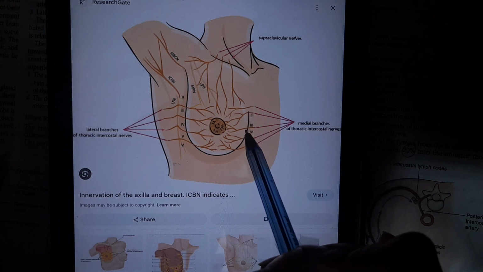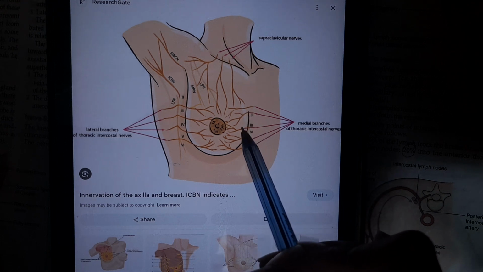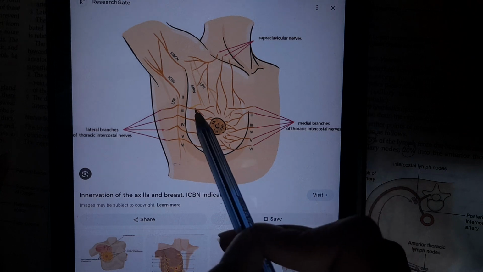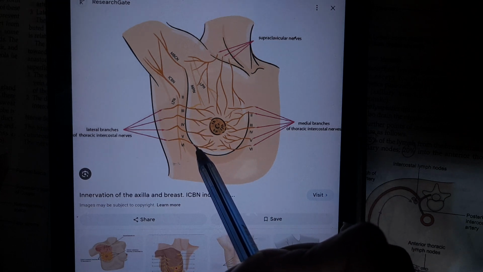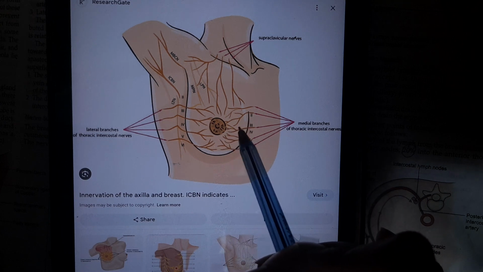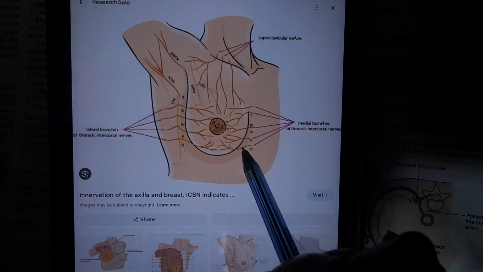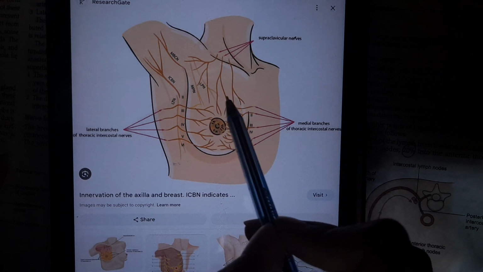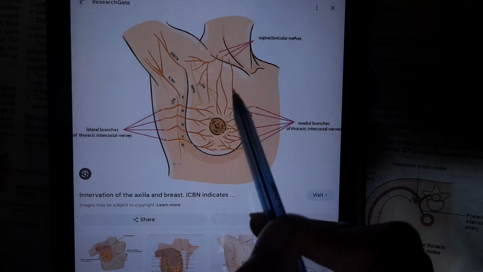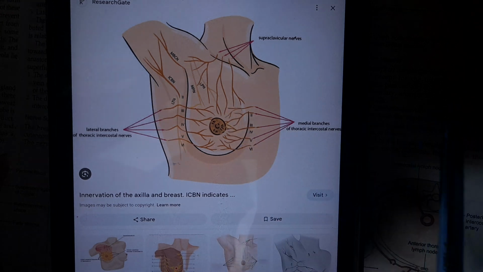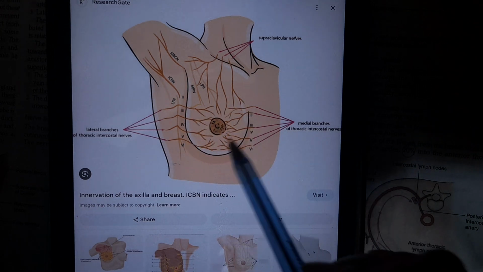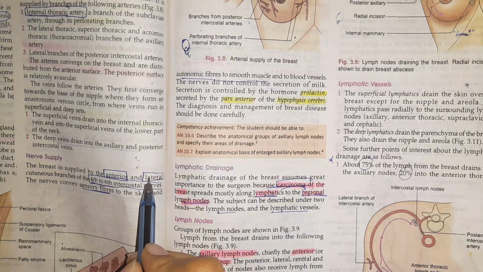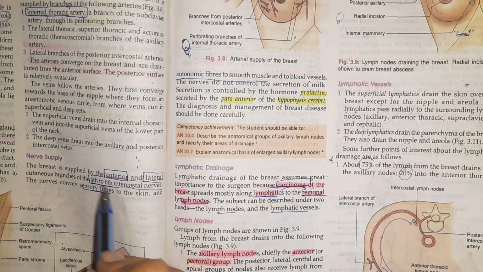So on the medial side, it will be supplied by the anterior cutaneous nerve. On the lateral side, it will be supplied by lateral cutaneous nerves, and the number will be from T4 to T6. Some supply on the superior side can be given from the supraclavicular nerves. This is the nerve supply of your breast. So now they are saying over here the lateral cutaneous branches from the 4 to 6 region.